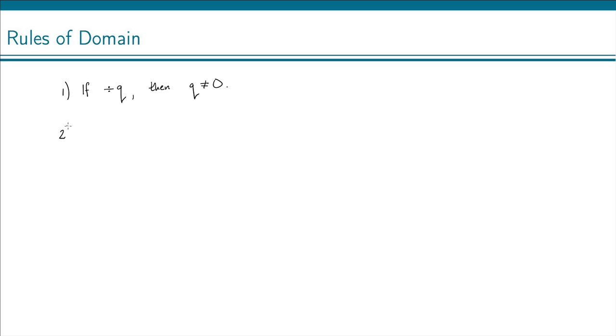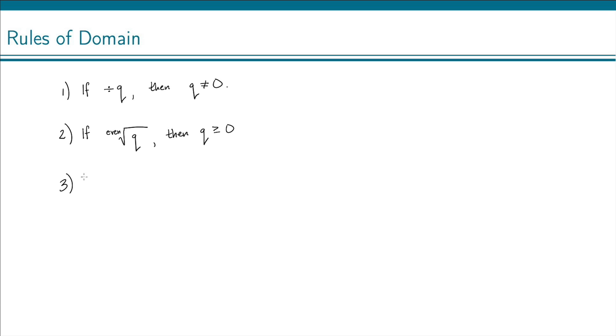The second rule is if you are doing a root, and specifically an even-numbered root, an even root of a quantity Q. So that's a square root, or a fourth root, or a sixth root, etc. If you are doing an even root of something, then that something must be greater than or equal to 0. Okay, we are not allowed to do even roots of negative numbers. This is, of course, assuming that we are working just with real numbers.